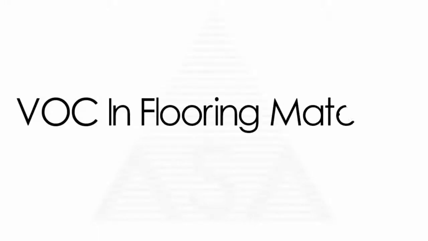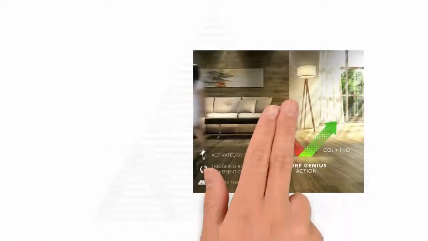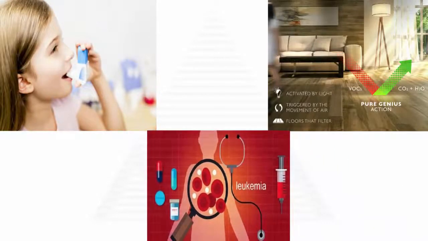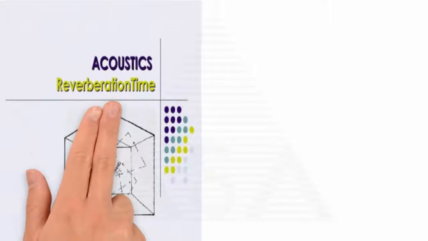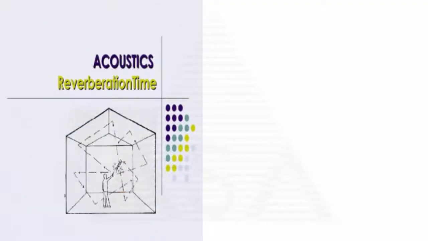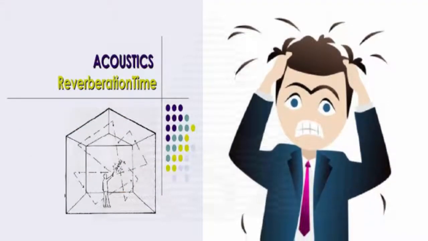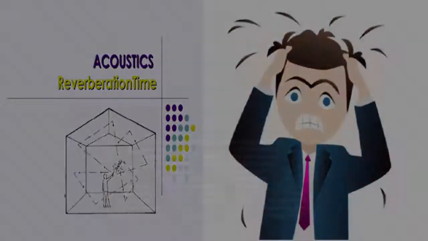VOC in flooring materials. To avoid inhaling VOC from flooring in buildings, which causes childhood asthma, leukemia, pharynx and nose irritation. Limits of reverberation time. The following are standard reverberation time, RT60, that helps in reducing stress and improving speech intelligibility.